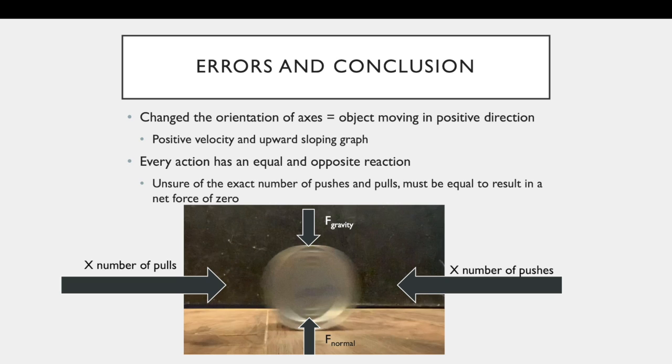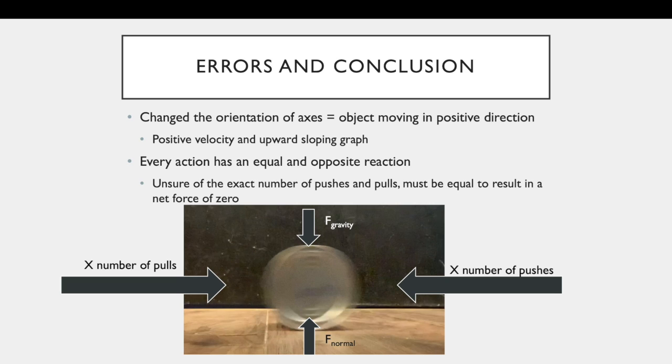The question arises of how my results would have changed if I had either changed the orientation of my axes or rolled the can in the positive X direction. If I had done either of these things, my velocity would have been the same, except it would have been positive and resulted in an upward sloping graph.